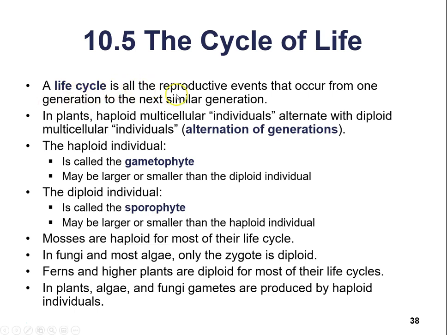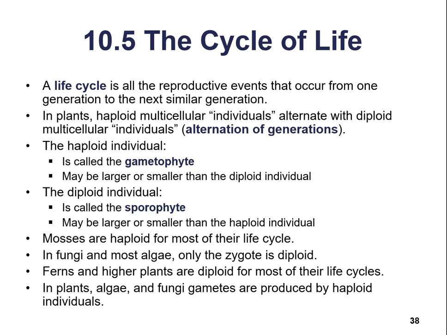So it says here, the life cycle is all the reproductive events that occur from one generation to the next generation. Okay, that's that life cycle. In plants, there are actually haploid individuals that exist, kind of like an alternate version of the bigger plant. A lot of times these haploid individuals are smaller versions of the plant. Anyway, you alternate between the haploid and the diploid individuals, and you call this alternation of generations. So that's something that's specific to plants. We're not going to talk about it right now.